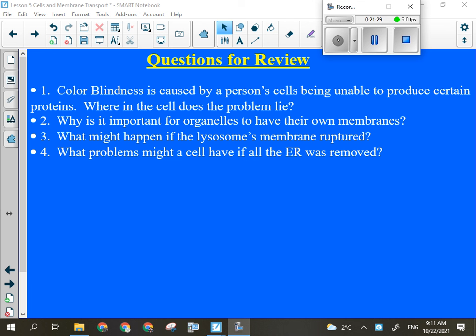Okay, yeah. So the smooth ER will break down complex carbohydrates. I think that, Claire, that's what you were talking about. Okay, the rough ER will transport protein. The smooth ER detoxifies poisons, makes lipids to repair membranes, and fat-based hormones are produced in the smooth ER. All right, so those are all the jobs that would not happen if the smooth ER was removed. So what problems might a cell have? A lot. Okay, yeah. All right, any other questions on those?